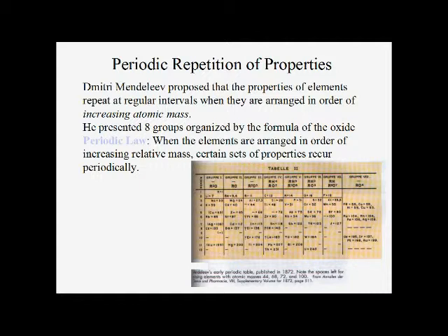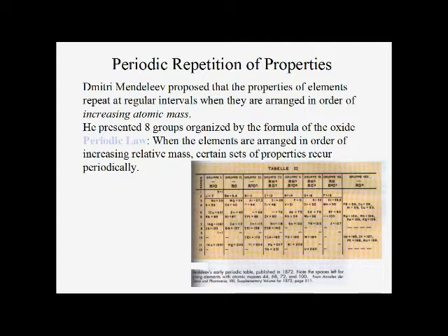Dmitri Mendeleev was one of the first to propose that there's a periodic repetition of properties of the elements when we arrange them in order of increasing mass. He originally did it in terms of 8 groups by the chemical formula of either the oxide or the hydride.